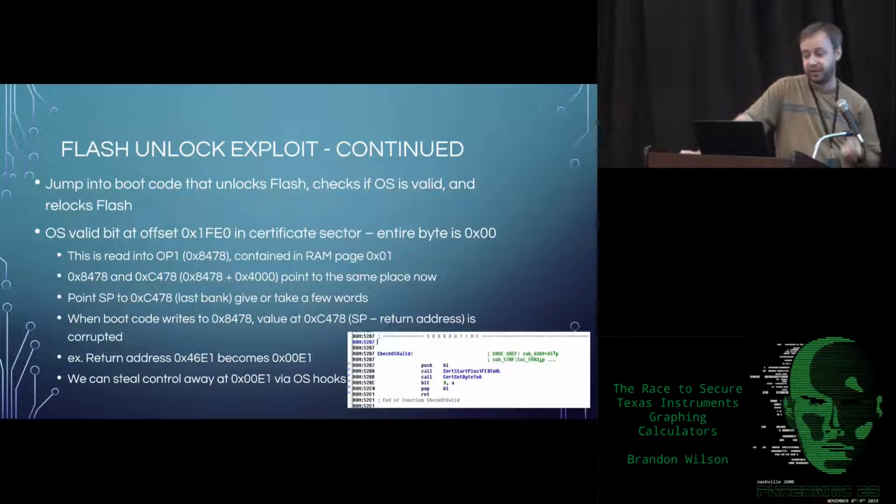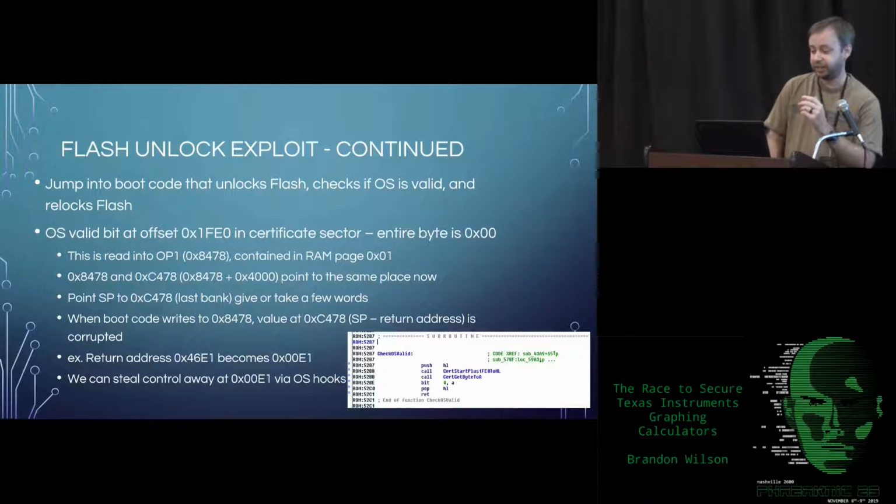So what we need to do is find a section of the OS or the boot code that unlocks flash, writes the value into the third bank, which is where system RAM is, and then attempts to relock flash back. And as luck would have it, there is a very convenient block of code that does that. There is a particular bit, and in fact an entire byte, of the certificate region of flash that holds whether the OS is valid or not. If it's valid, as it usually is because you're running code on it, the value will be 0.